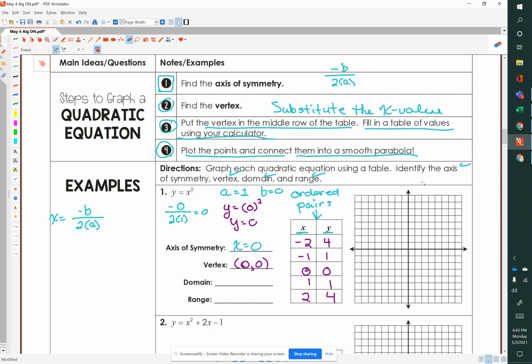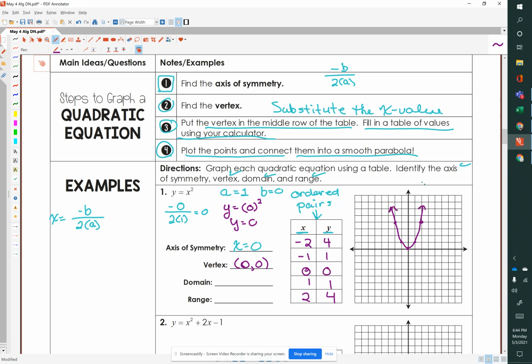So we have 5 points, so let's go ahead and plot them. We have (0, 0), (1, 1), and (2, 4). We have (-1, 1) and (-2, 4). So there's our parabola. We're going to connect it with a smooth line, adding arrows at the end.